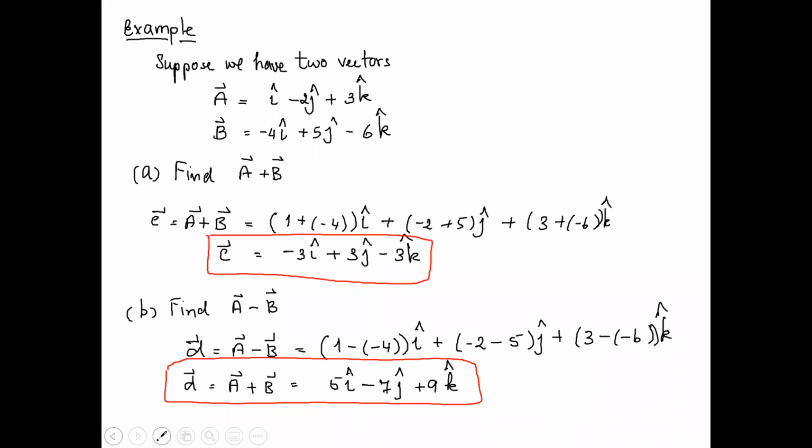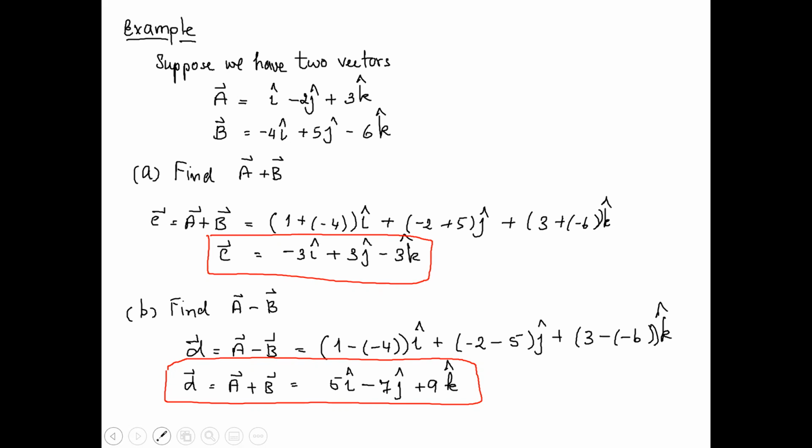Suppose we have two vectors. Let's look at this example. A is 1i minus 2j plus 3k. Oh, this is different. And B is minus 4i plus 5j minus 6k. Now, these are two vectors in rectangular coordinates. What I want you to do is find A plus B, A minus B, and then the dot product.